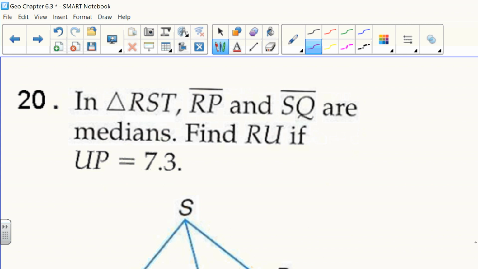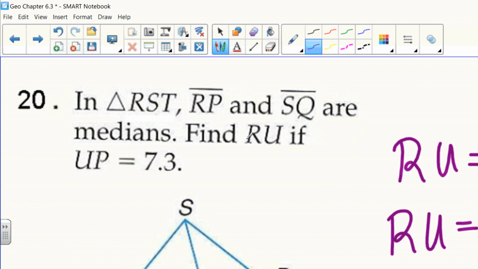In the triangle, these two are medians, so U is a centroid, and they tell us UP is 7.3. Find RU. Right, because we're doubling 7.3, we're multiplying it by 2, which would be 14.6.